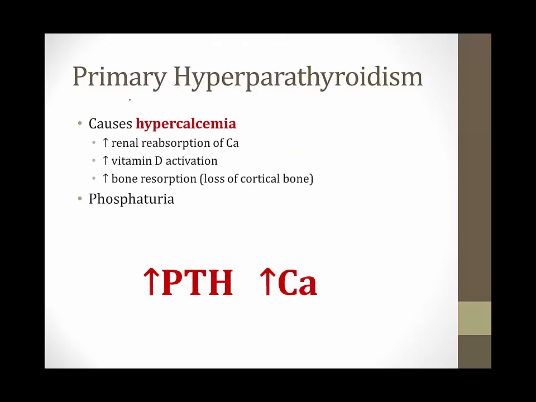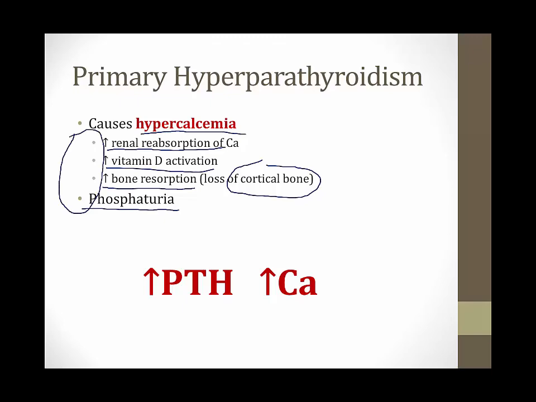The result of the excess secretion of parathyroid hormone will be hypercalcemia. You will see increased renal reabsorption of calcium, increased vitamin D activation, and you will see increased resorption of bone, that cortical portion of the bone we talked about before. You will also see more phosphate going out in the urine, and all of these are normal effects of parathyroid hormone, but in primary hyperparathyroidism, they are occurring not due to a low calcium, they are occurring due to autonomous function of a portion of the parathyroid glands.